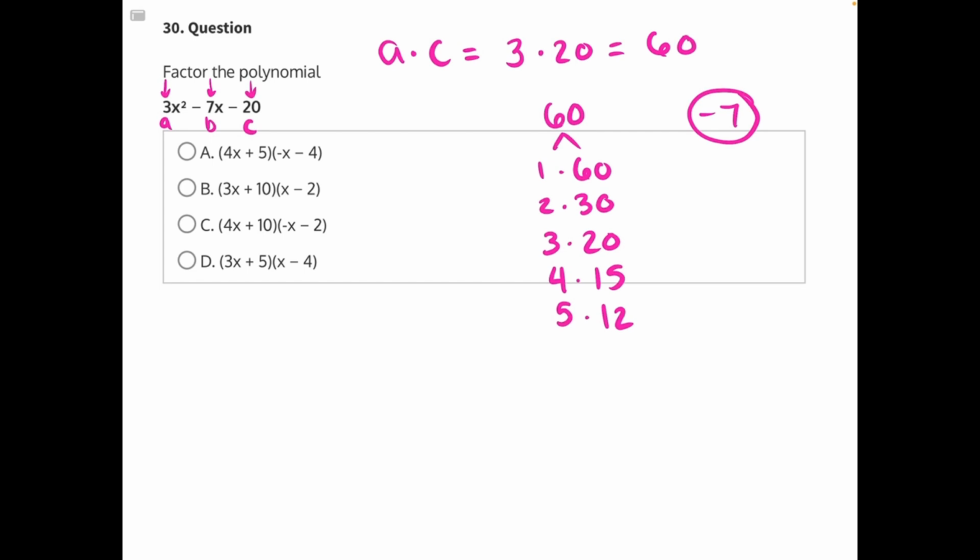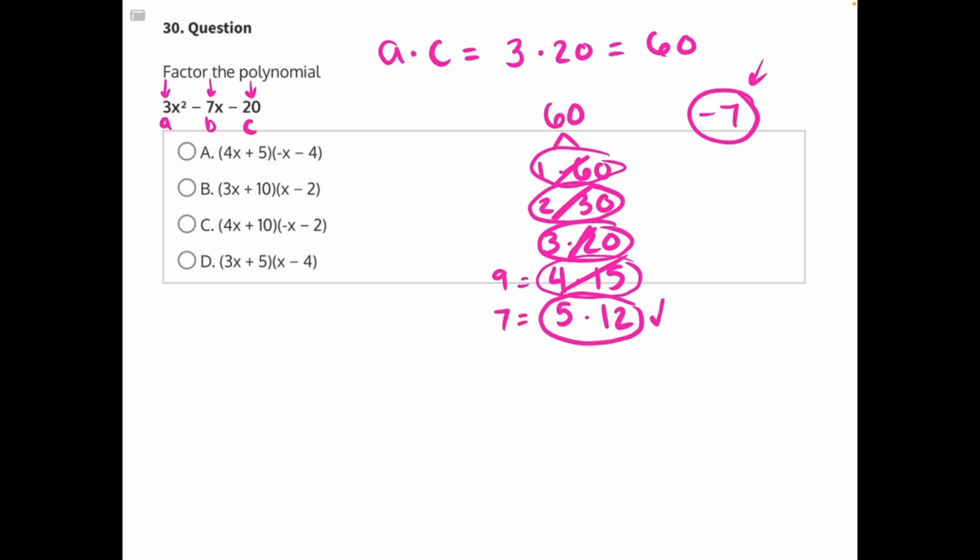1 plus or minus 60 would not give us 7. 2 plus or minus 30 would not give us 7. 3 plus or minus 20 would not give us 7. All of these numbers are too far apart to give us a number as small as 7. 4 and 15, we're getting closer. If we were to subtract 4 and 15, we would get 9. 5 and 12, if we subtracted 5 from 12, we would get 7. So this is the pair of terms that we're going to need to go with.